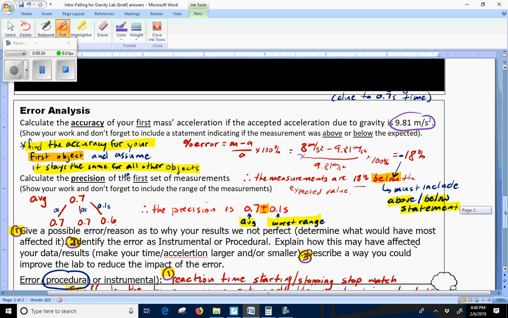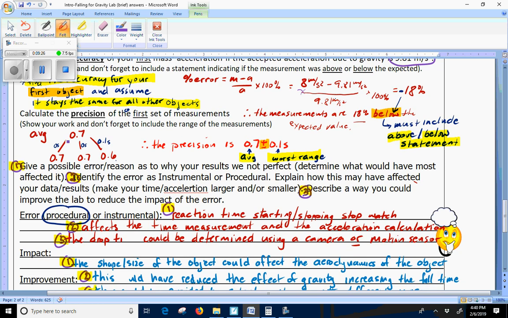Now, for the precision, what you want to do is include the average and then show me the individual measurements. So here, remember, we're doing the time. We're looking at the consistency of the time measurements. And you can see here that all the measurements are very close. The furthest range here would be this 0.1 second. So we're only off by 0.1 seconds, the maximum. So we write down the precision as 0.7, the average, plus or minus 0.1 second.